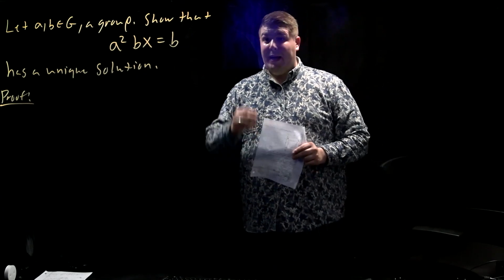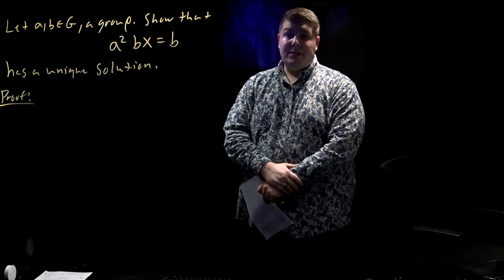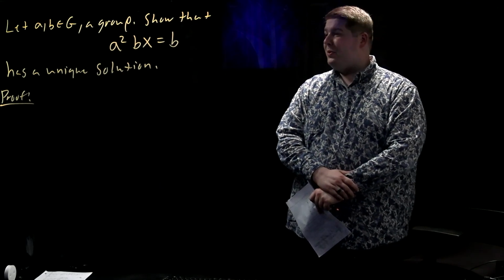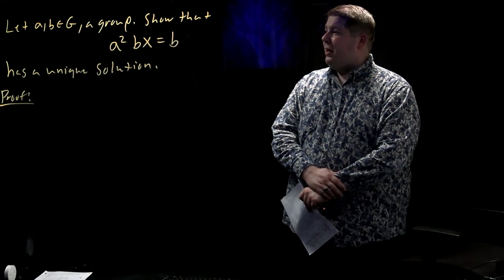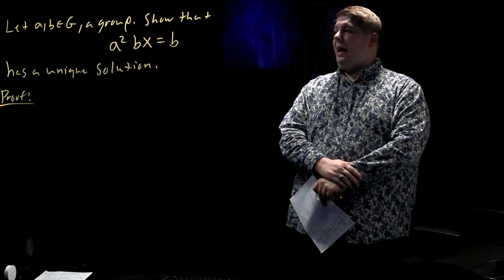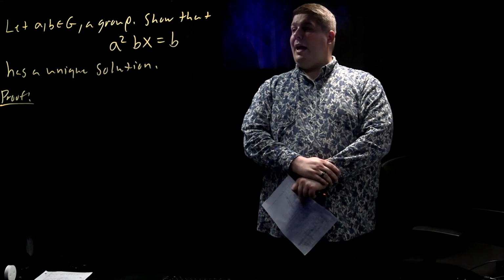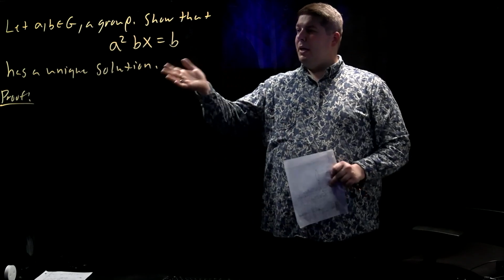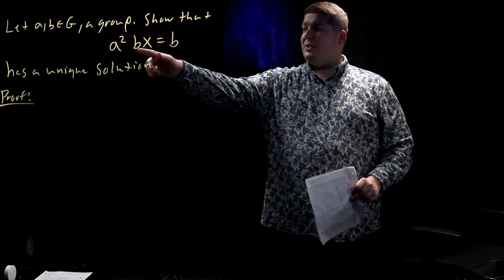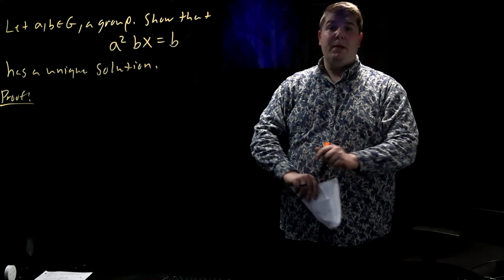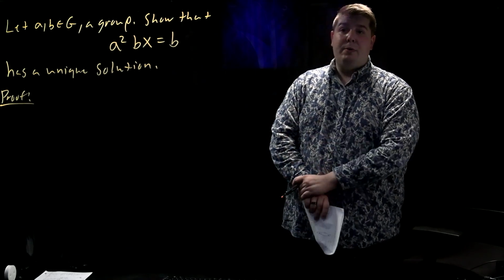Hello, we are back. So this is one where we are doing algebra with abstract algebra, which I think is kind of cool. This one says, let A and B be elements of G, where G is a group. Show that A squared times B times X is equal to B, and show that it has a unique solution.